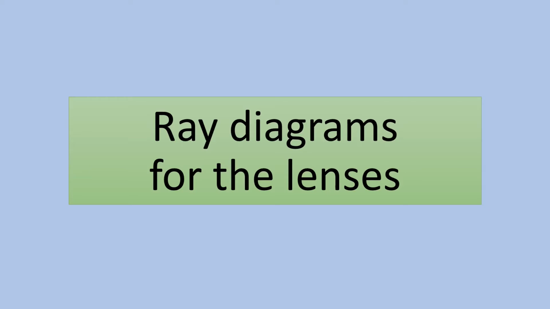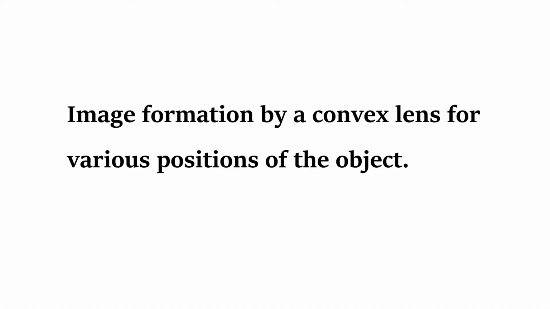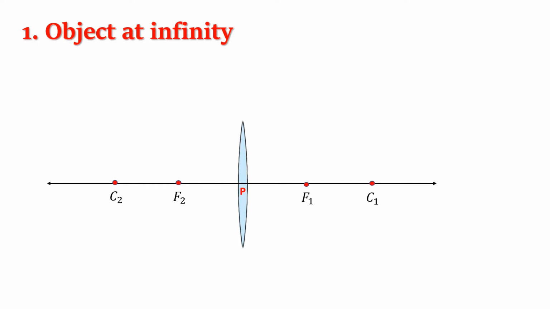Children, let us see the ray diagrams for the lenses in this class. First, image formation by a convex lens for various positions of the object. The first position, when the object is at infinity. Now you are seeing that the object is at infinity.